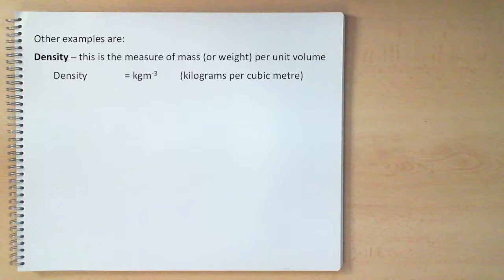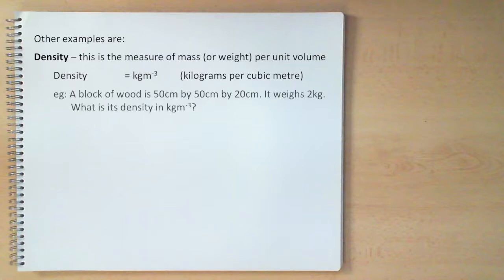Here's an example of how we work with this. Let's say we have a block of wood that's 50 centimeters by 50 centimeters by 20 centimeters, and it weighs 2 kilograms. What is its density in kilograms per meter cubed? Okay, the first problem you've got there is that you've given the measurements in centimeters, but you're asked for the density in per meters cubed. So the first thing to do is to convert from 50 centimeters and 20 centimeters to 0.5 and 0.2 meters.